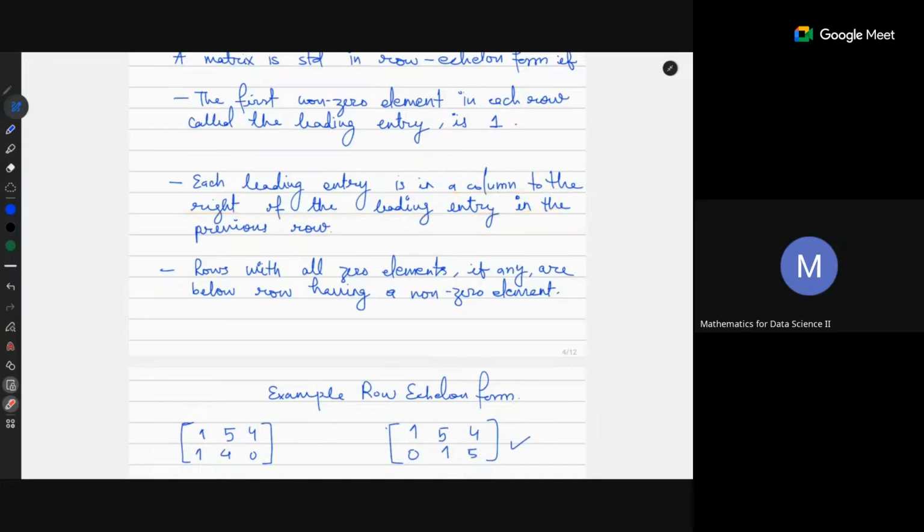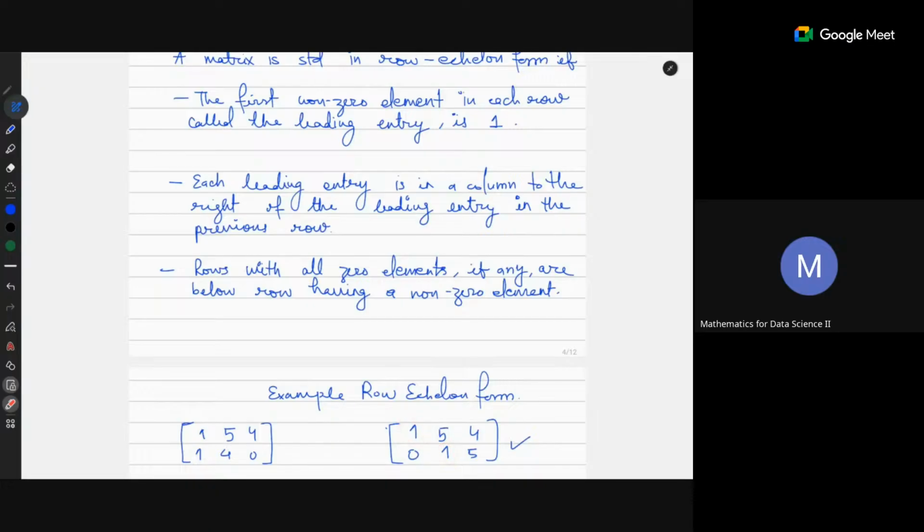So what does it mean? Look at the second matrix. What is the leading entry in the first row of the second matrix? The leading entry is 1. That is correct. The leading entry is 1 in both rows. It satisfies the first condition.